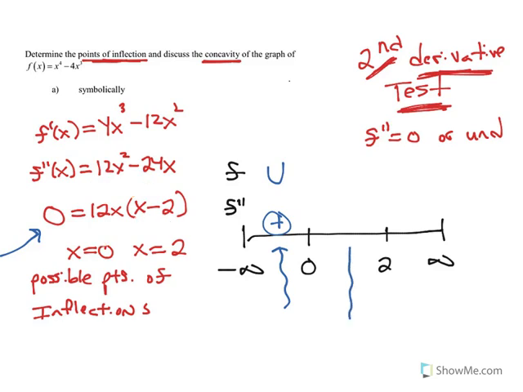And if we test a number in this interval from 0 to 2, so maybe the number 1. If I put 1 into the factored form, the first factor, 12 times 1, that's going to be a positive number. If you put a 1 into this one, that one's going to be negative. So a positive times a negative is going to be a negative. So that means f must be concave down.